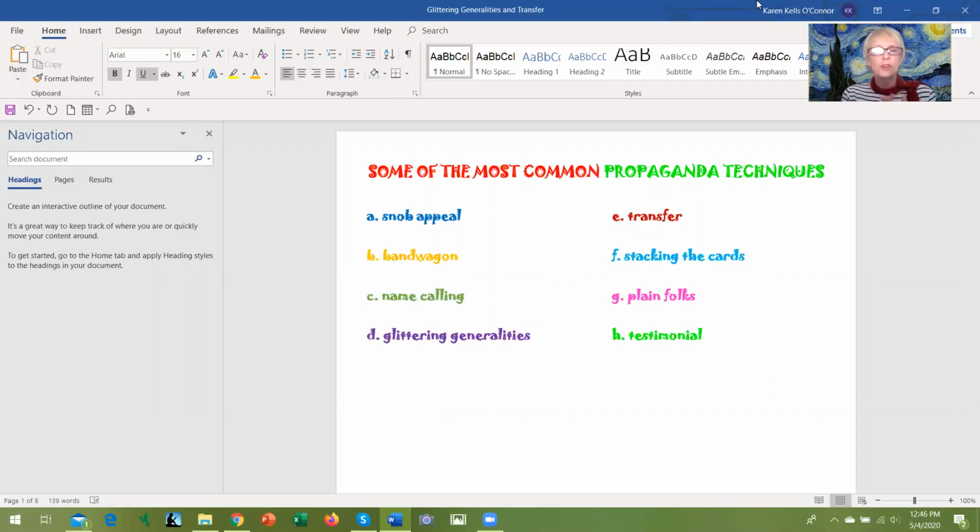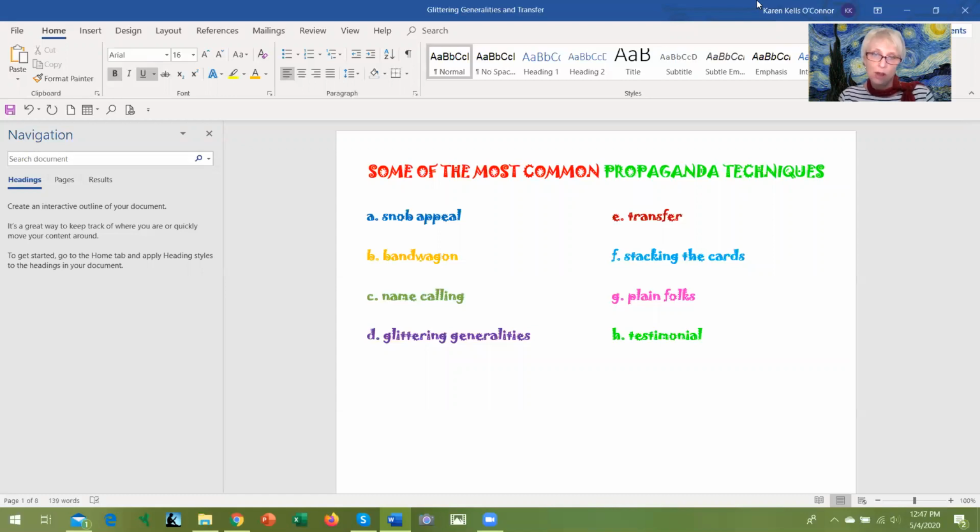Bandwagon, you know the phrase, jump on the bandwagon. It just means everybody's doing it. If you're not doing it, you're not part of the in group, and that's not cool. So bandwagon is the advertiser letting people know that tons of people are using this product, and if you're not, you're missing out.